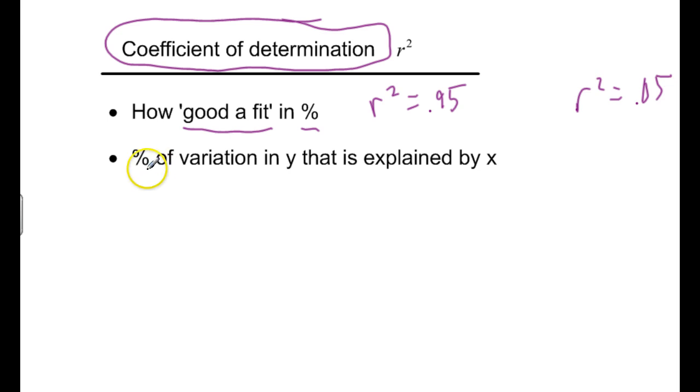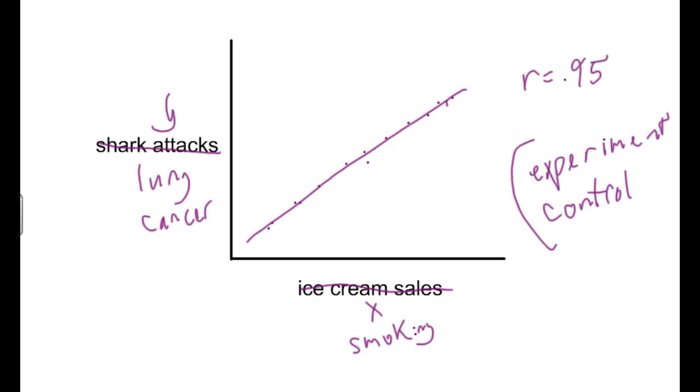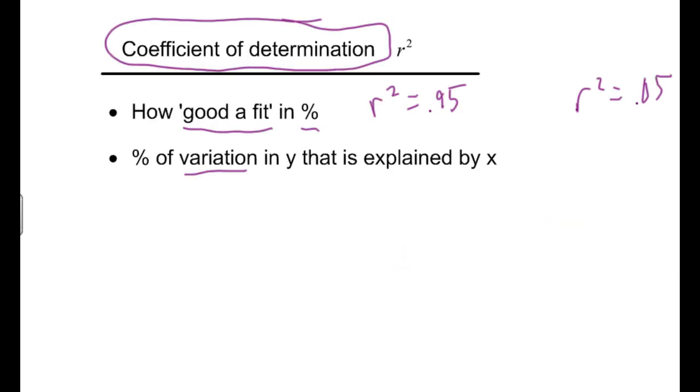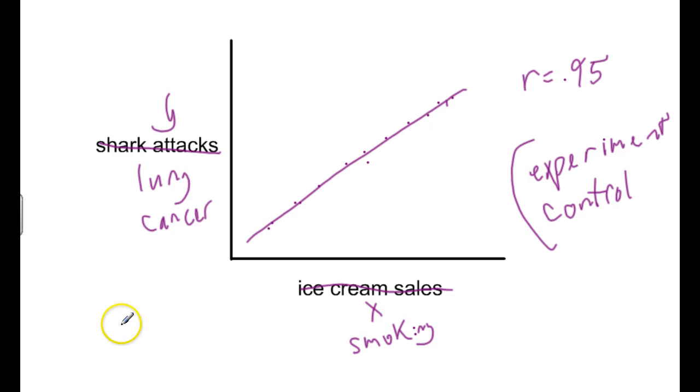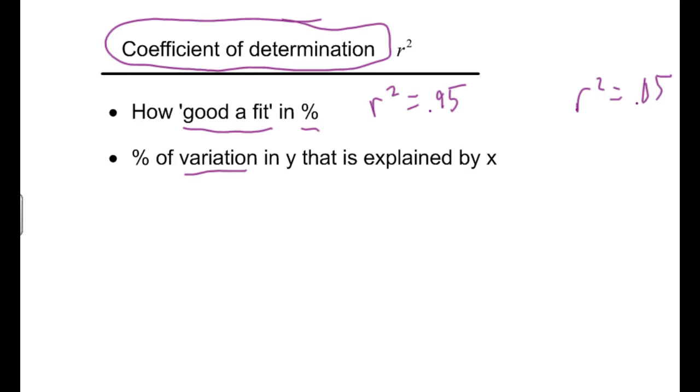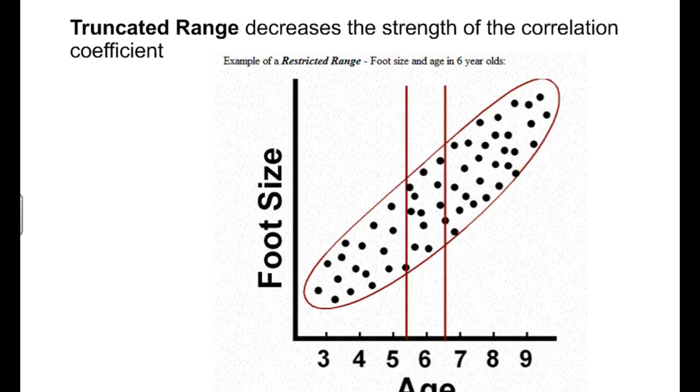In stats, I don't think you have to know this, but we describe R-squared, or the coefficient of determination, as the percentage of variation in Y that is explained by X. And so here our R-squared value is very high. In terms of this, let's say we had a 95% correlation, we would say something like the percent of variation in shark attacks is explained by ice cream sales, and you could talk about it that way.